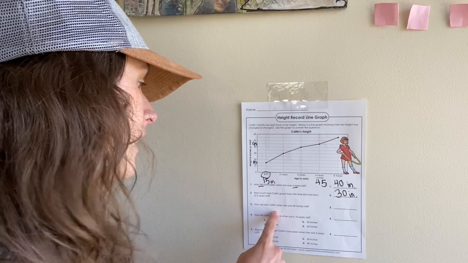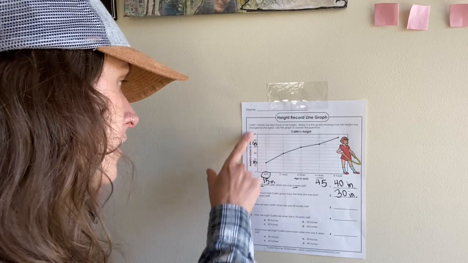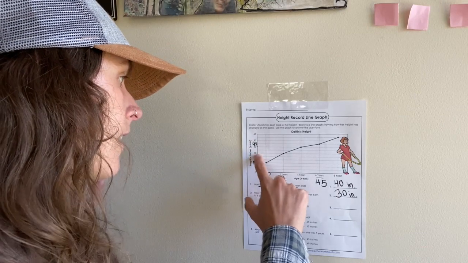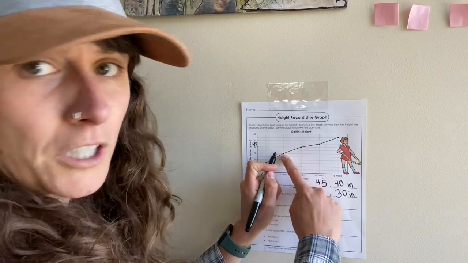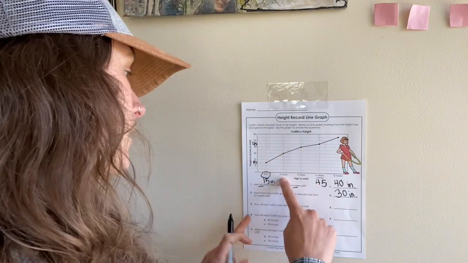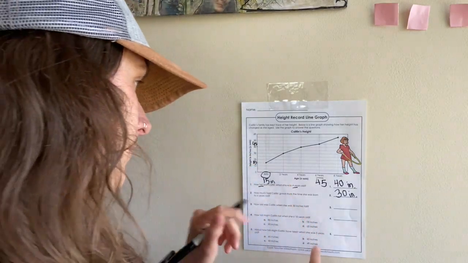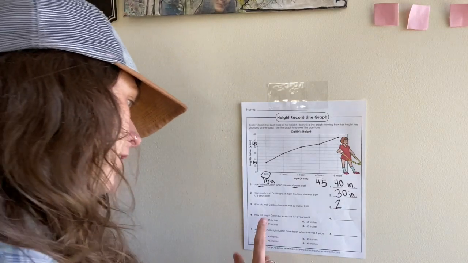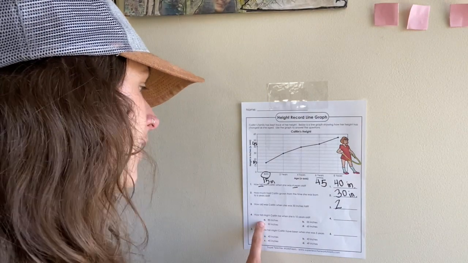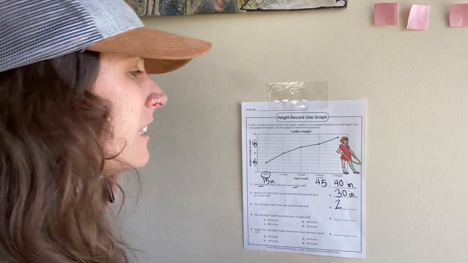How old was Caitlin when she was 30 inches tall? So let's find the inches side, that's our y-axis. So 30, and then there's a dot here, so we're gonna go down. When she was 30 inches tall, she was 2 years old. So we're gonna write 2 years old. Now for our fourth question. How tall might Caitlin be when she's 10?